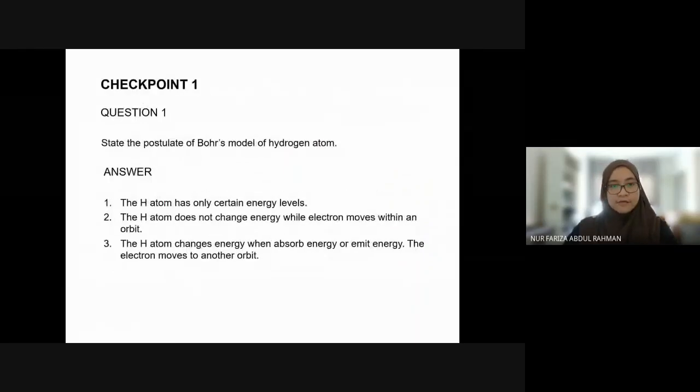Okay, moving on. This is what we have here. The hydrogen atom has only certain energy levels. The hydrogen atom does not change energy while the electron moves within an orbit. So this is, like I said just now, orbit.